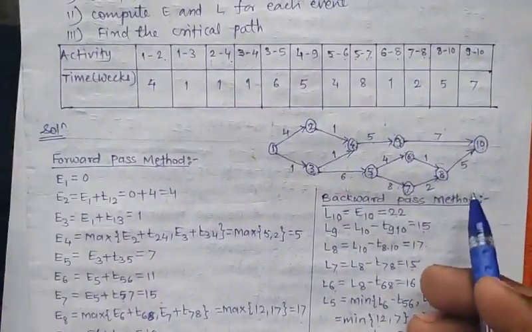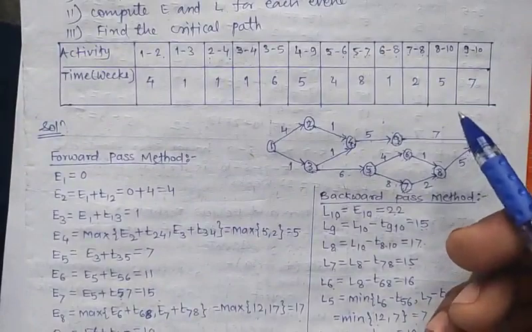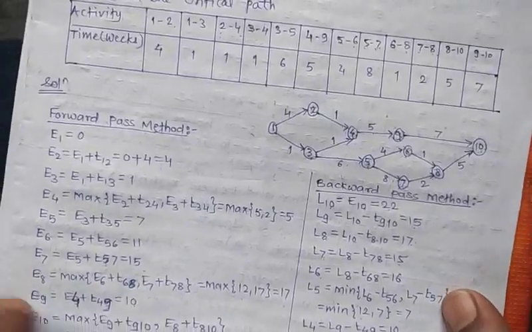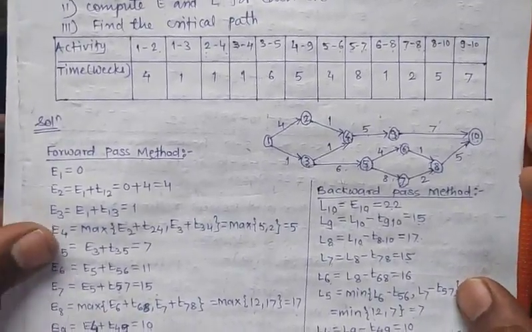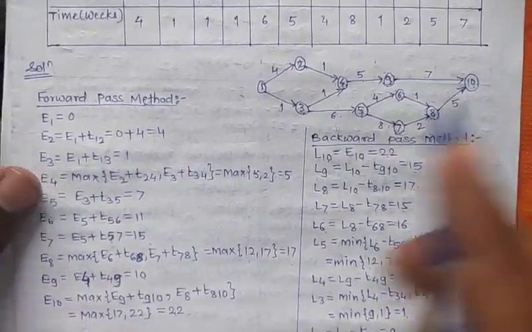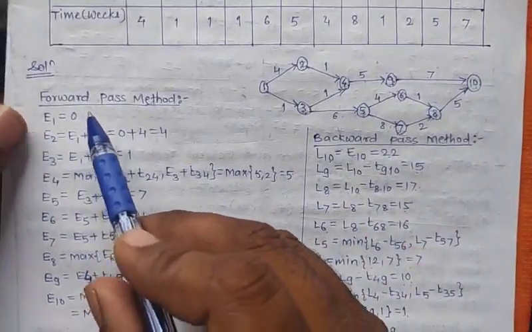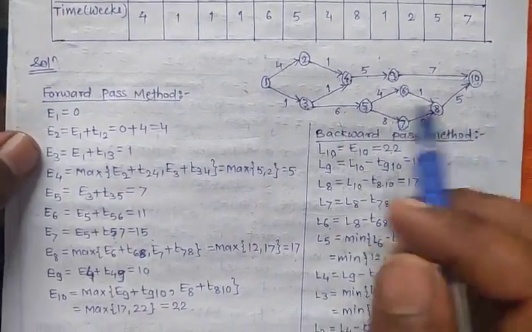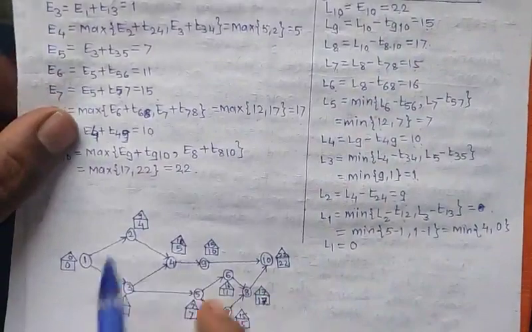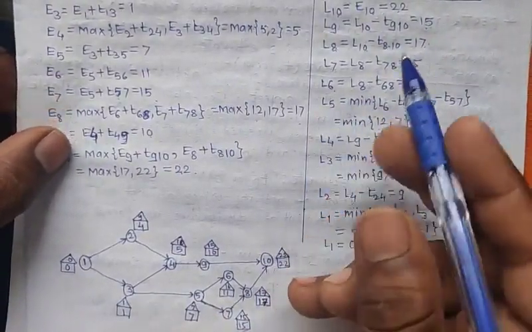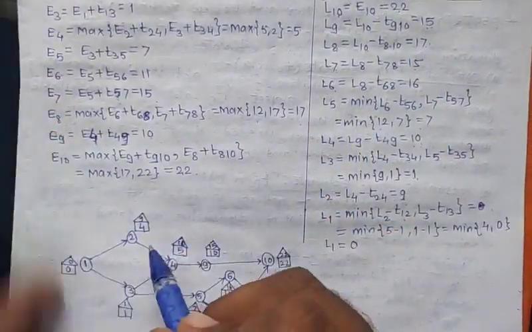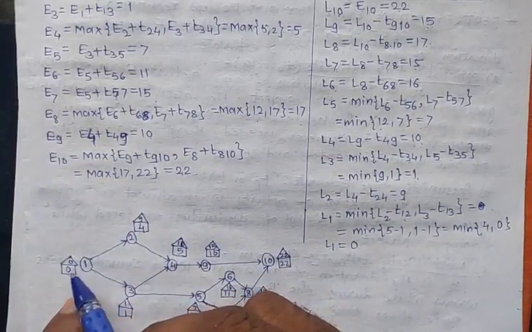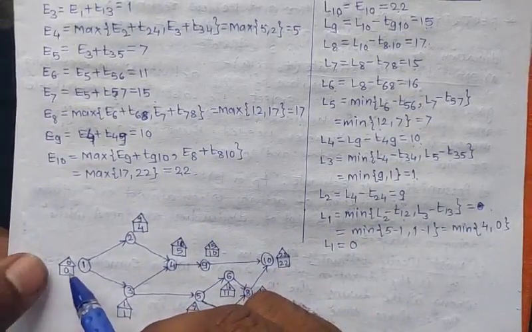Now to find the critical path, first we will find the total float. If the value of total float is 0, then those activities are the critical path. So we write the forward pass method values in a square and the backward pass method values in a triangle for each activity. Here is the diagram for the given problem. In the triangle are the values for the backward pass method, and in the square are the values from the forward pass method.